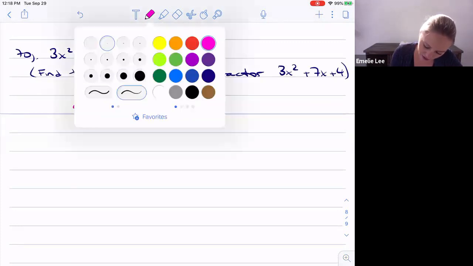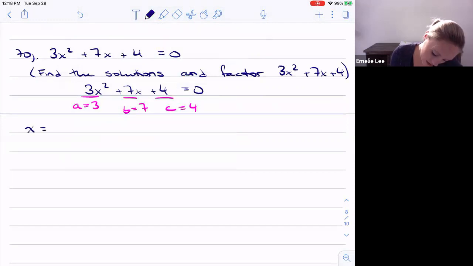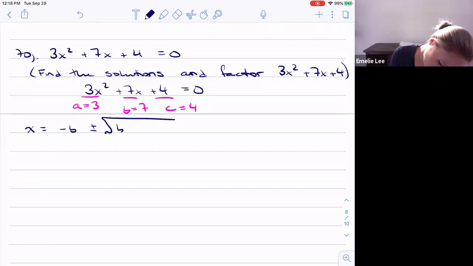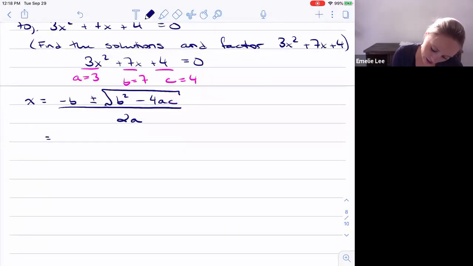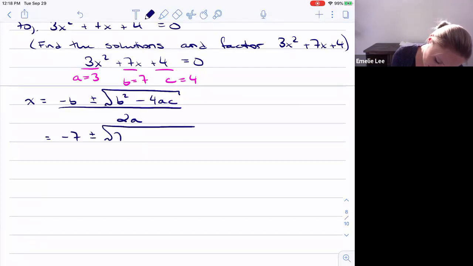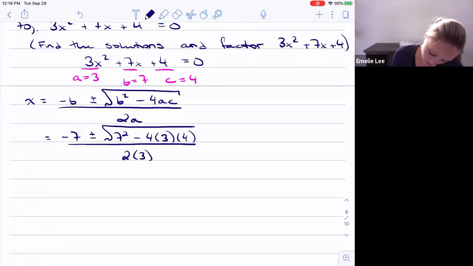Let's get started here. Our quadratic formula is x equals negative b plus minus the square root of b squared minus 4ac, all over 2a, keeping in mind that it's all over 2a. Plugging in our values of a, b, and c, I get negative 7 plus minus the square root of 7 squared minus 4 times 3 times c, which is 4, all divided by 2 times 3.